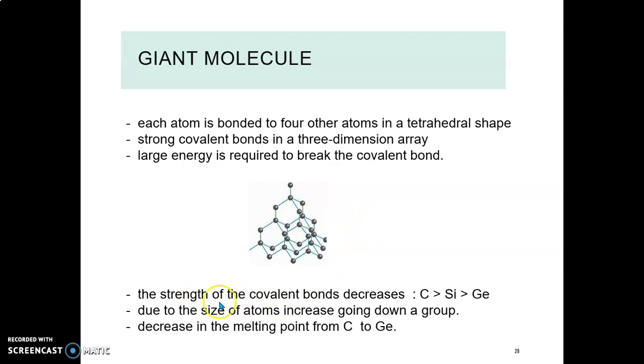The strength of the covalent bond decreases going down the group from carbon to germanium, due to the size of the atom increasing going down a group. Therefore, the melting point decreases from carbon to germanium.